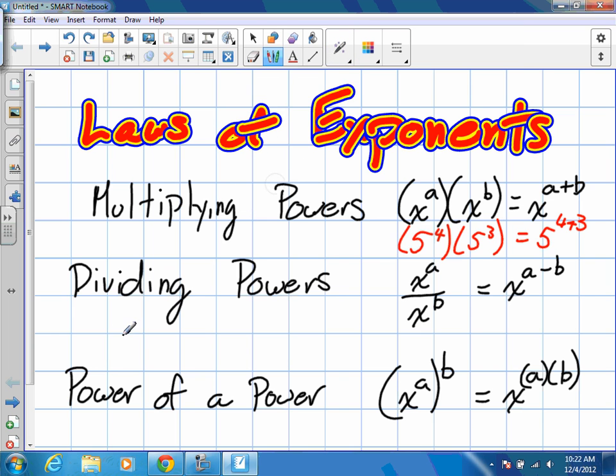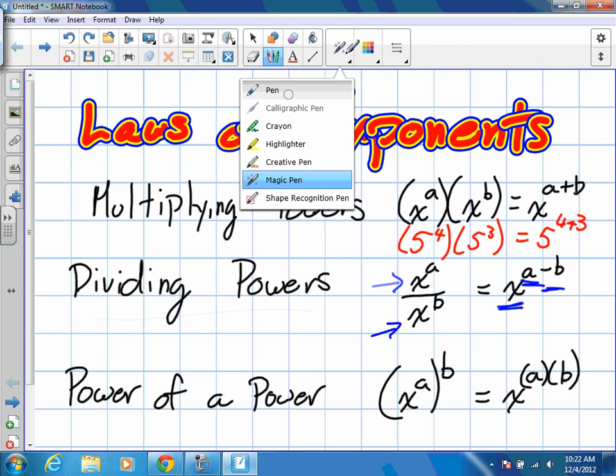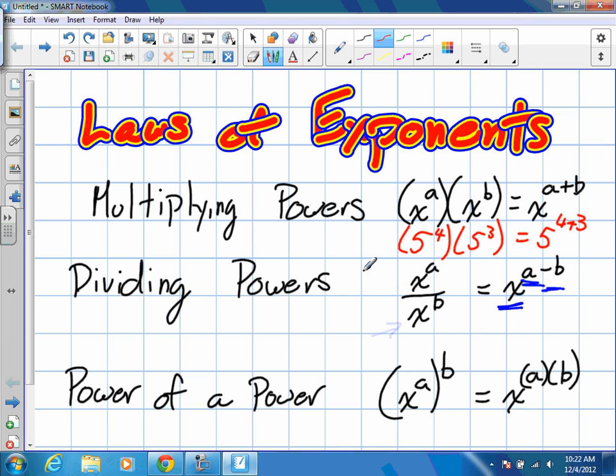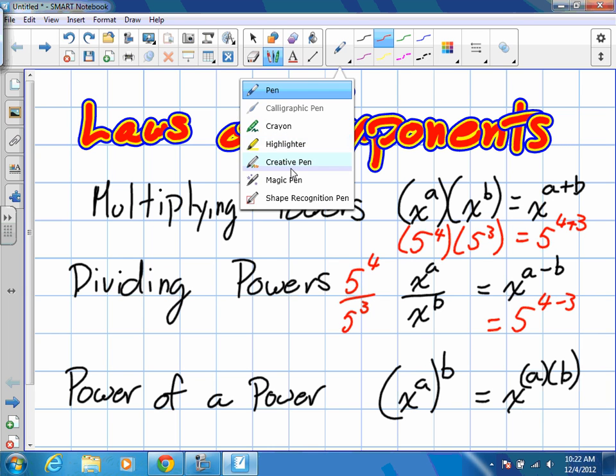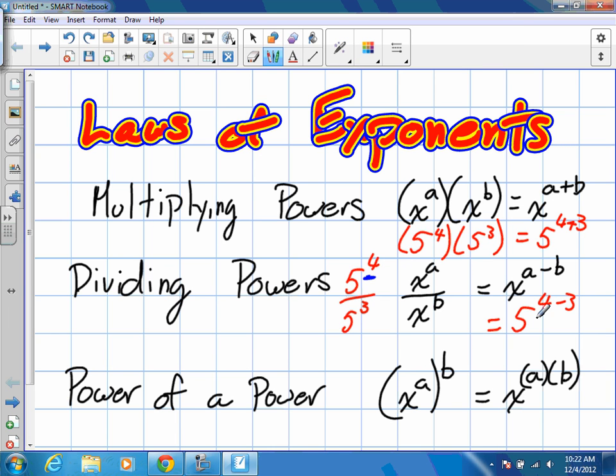Dividing exponents. Same idea. If our bases are the same, we write it as one base and we just subtract the two powers. So let's use those same numbers. Let's say we had 5 to the power of 4 divided by 5 to the power of 3. That would be equivalent of 5 to the power of 4 over 3. We always take the exponent of the numerator, or the number on top, and we subtract that from the denominator's exponent. Okay, 4 subtract 3.